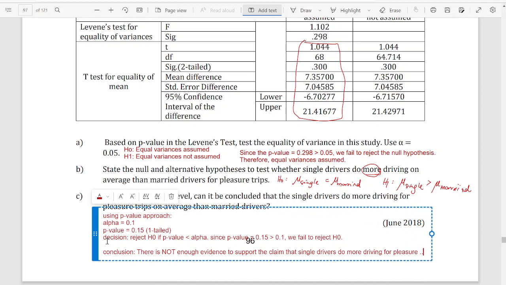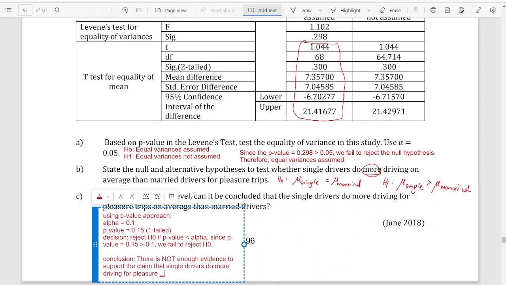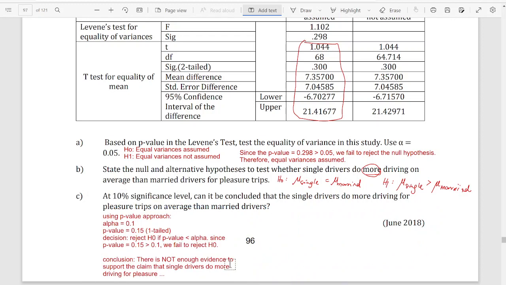Okay, dot. Sambunglah ke ujung dia. So this is how you write down the result. Okay, so that is using the p-value approach.